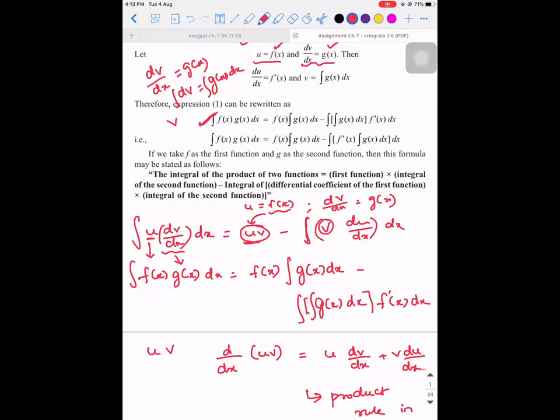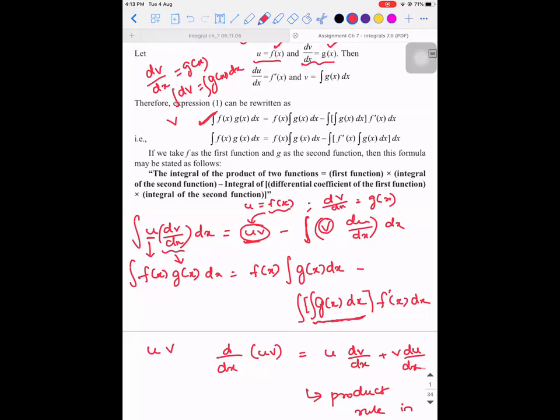Are you guys able to understand what I'm writing? Why these manipulations are happening? Yes, sir. So in the last one there will be double integration. Means first you will integrate g of x dx, then you will multiply that with f dash of x. Then the product of these two will again be integrated. That is the meaning. Got it? Yes, sir.